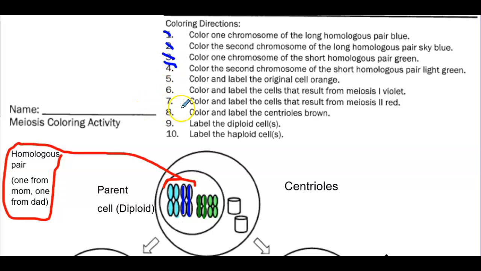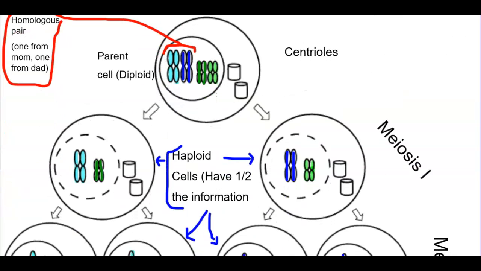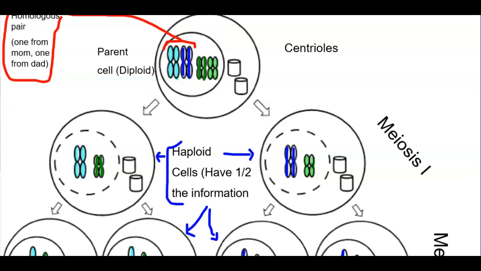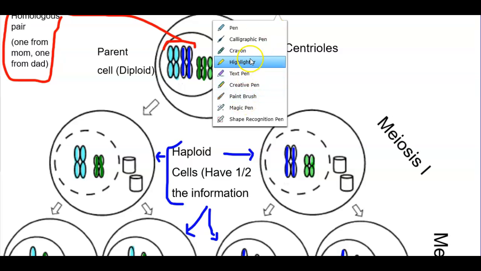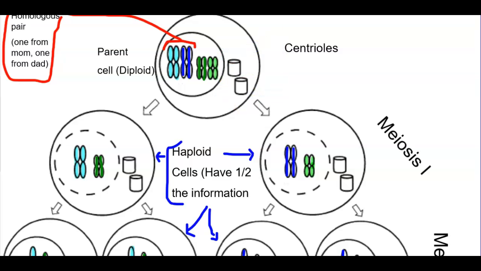Okay. Now I'm going to skip down to number 8 right now. Before I color the whole cells, I'm going to color the centrioles brown. So I'm going to get a crayon here. Okay, so the centrioles, we use these in mitosis also. These are used to pull apart the chromosomes. So in each one of my pictures, I'm going to color the centrioles brown. You should do this as well.